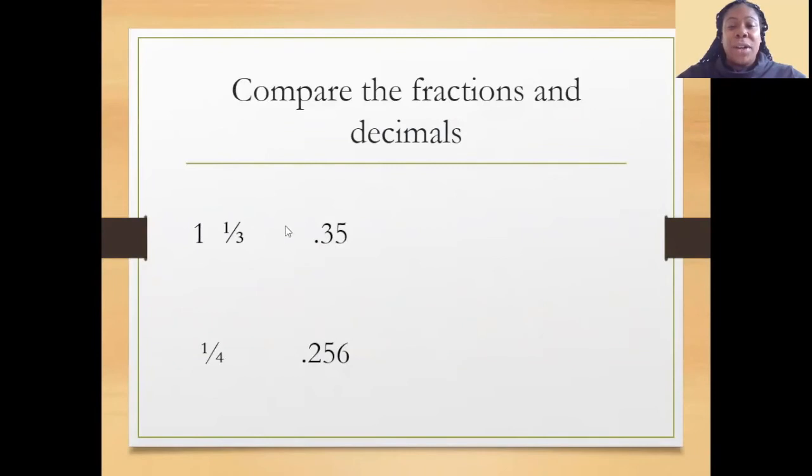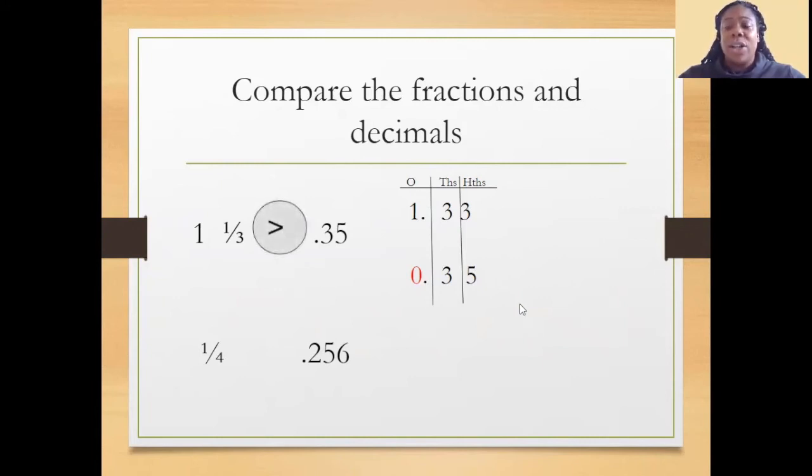1 1/3 compared to 35 hundredths. First things first, I need to take my mixed number and change that fraction into a decimal. And when I do, I should get 1 and 33 hundredths after the division process. And then, of course, I place 35 hundredths under it, making sure that each number is aligned. And now I can look at each column to see what number is biggest. So let's start with the ones column. I noticed that 1 is bigger than 0, so I'm done. And my answer becomes 1 1/3 is greater than 35 hundredths.